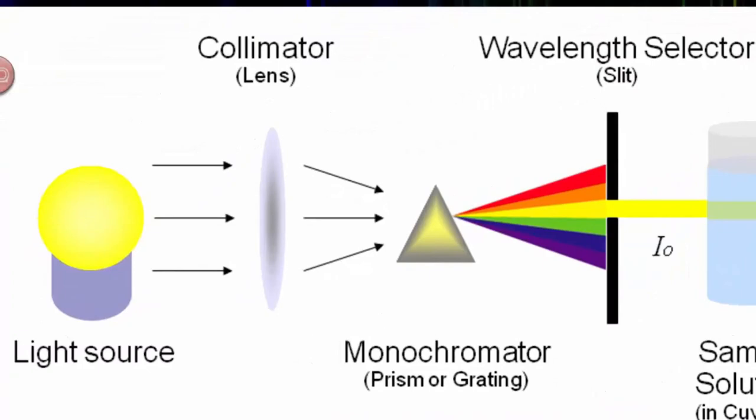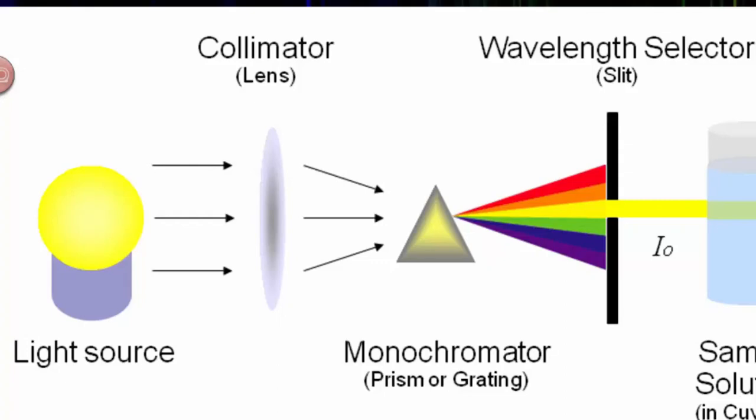Okay, and the light source is typically white light, which contains all wavelengths. The first thing we want to do is collimate the light, or essentially make all of the wavelengths parallel to one another. So there's a special collimator or a lens that does that. Then we pass that light beam through a prism or a diffraction grating, and that splits the light into its various wavelengths. So for regular white light, you get all the colors of the rainbow.